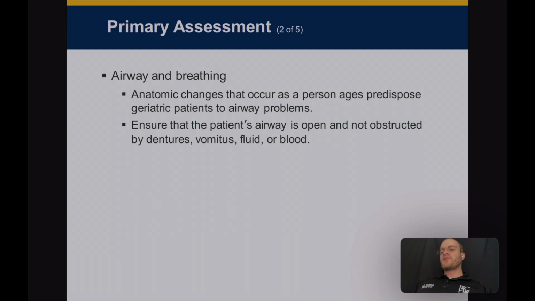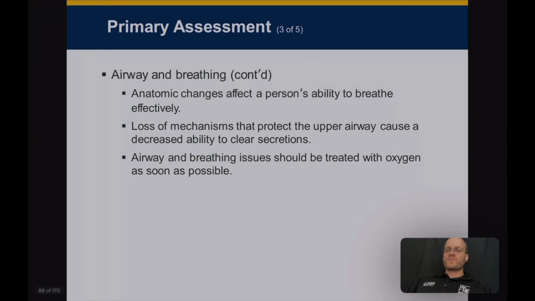Remember, the anatomic changes that occur in older people predispose them to airway problems like choking, aspiration, respiratory fatigue, respiratory failure, all of those things. Ensure that the patient's airway is open and not obstructed by dentures. If the dentures become detached, they could fall back and the patient could choke on them, as well as on vomit, blood, teeth, fluid, food, all of that. The anatomic changes affect the way the person breathes effectively. Remember, their muscles are not as strong, the diaphragm and the intercostals that would normally aid us in breathing. So keep that in mind.